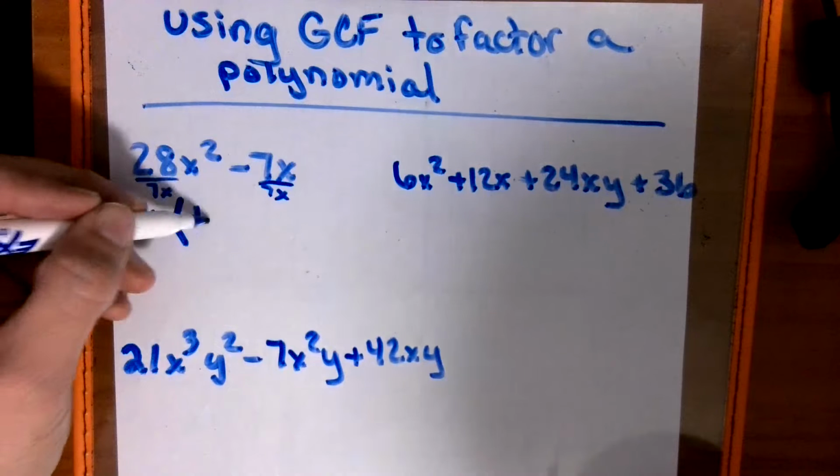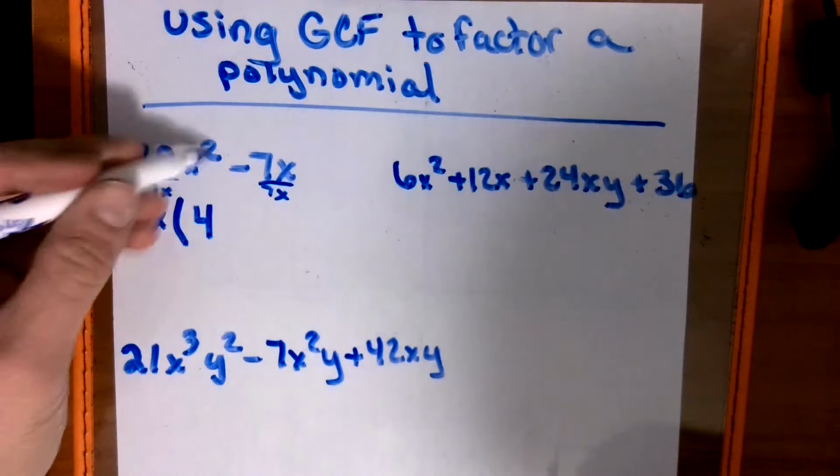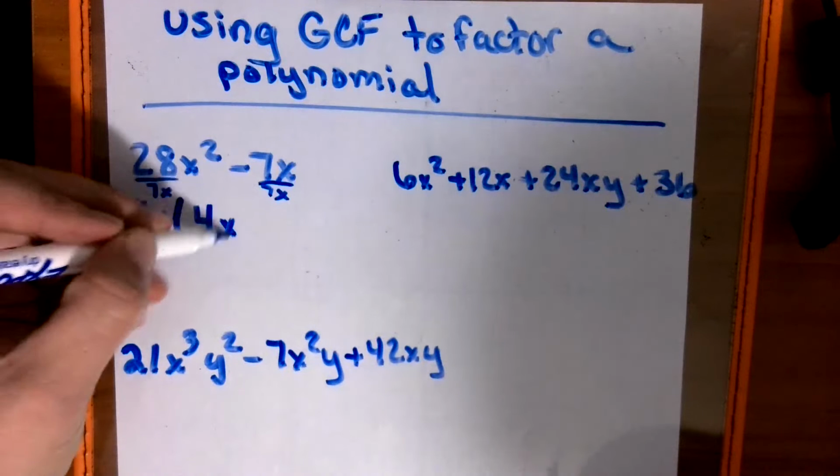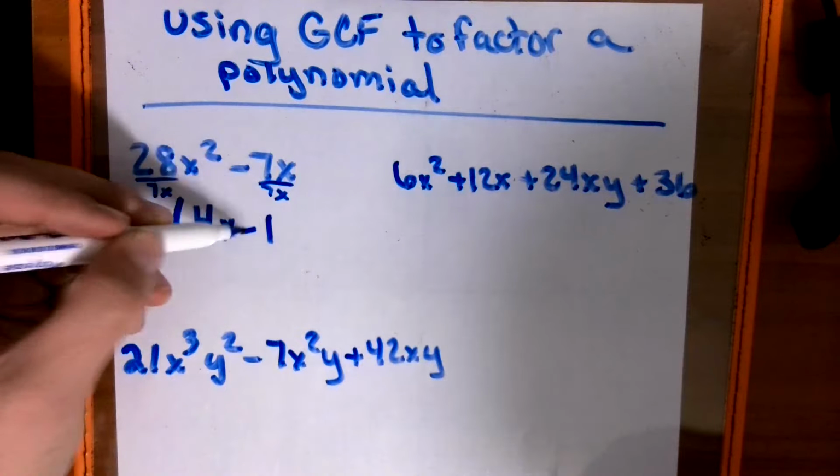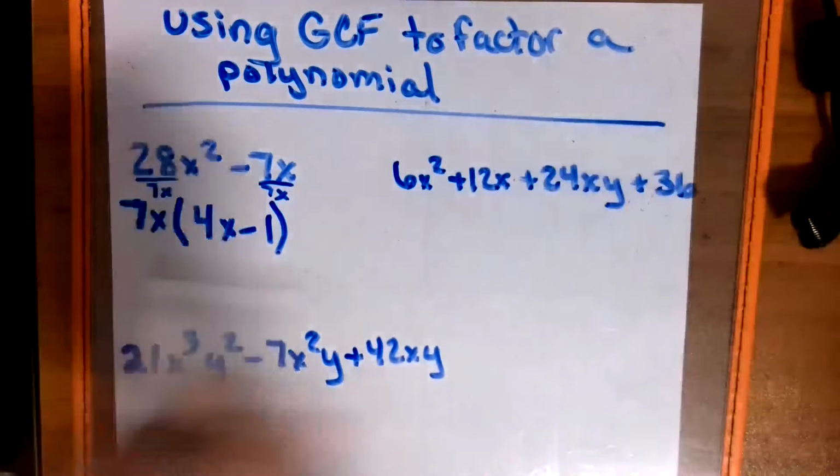7 goes into 28 4 times. And if you have two x's here and you take one of them, you're left with one x. And how many 7x's are in a 7x? 1, and the sign in the middle is a negative, a minus sign.